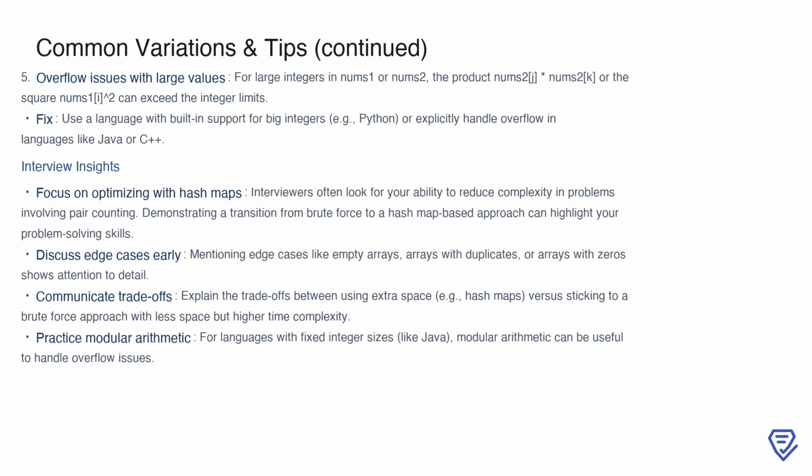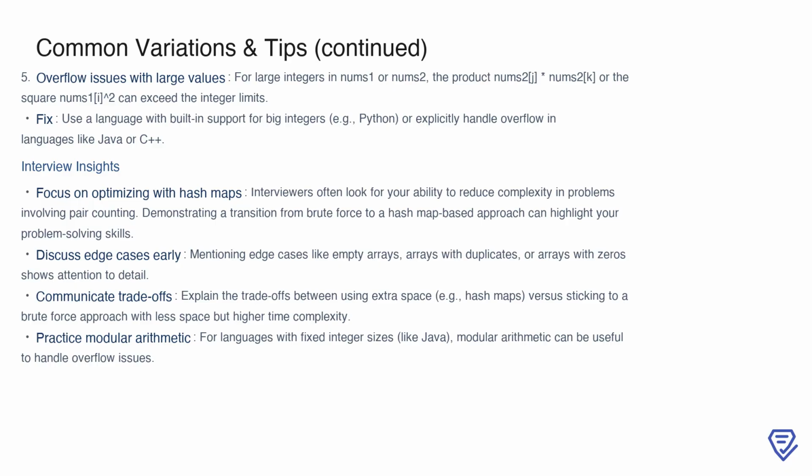Another potential pitfall involves overflow issues when dealing with large values in nums1 or nums2. The square of an element in nums1 or the product of two elements in nums2 can exceed the limits of standard integer types in some languages. To address this, you can use a language like Python, which supports arbitrary precision integers, or implement overflow handling techniques in languages like Java or C++.